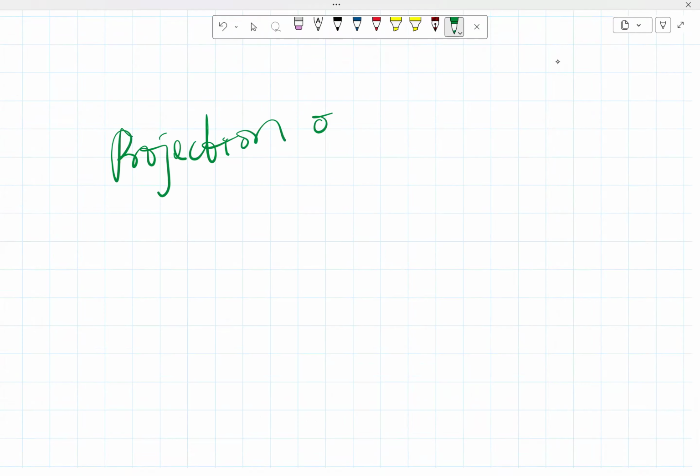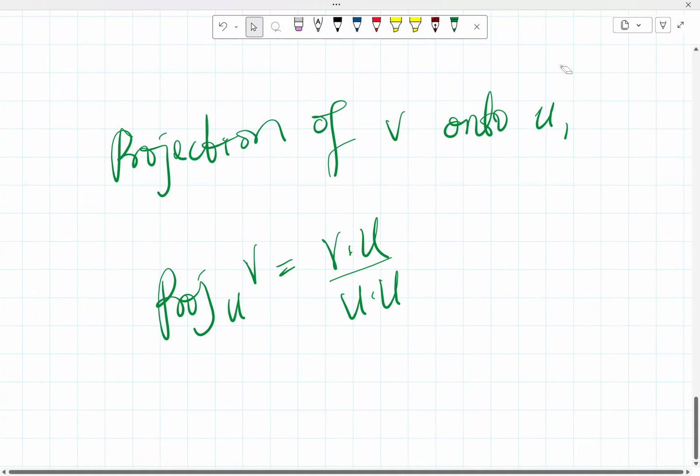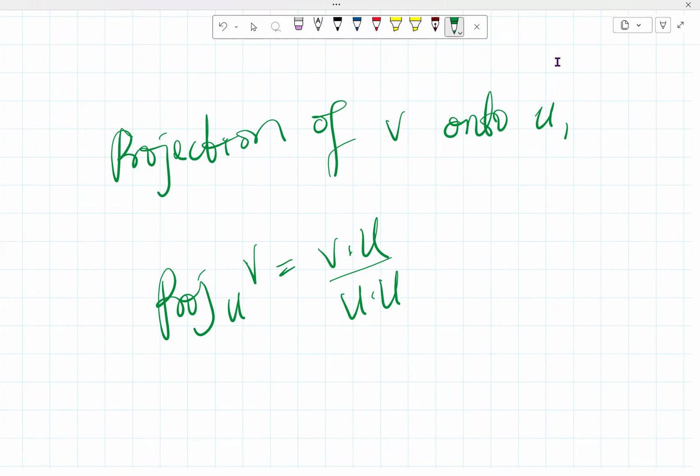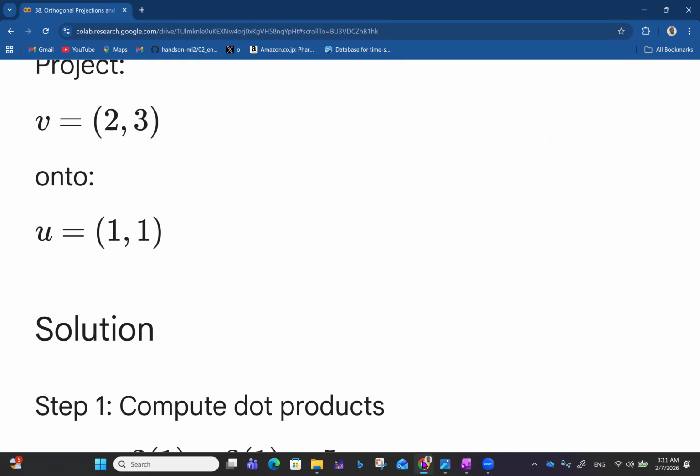So the projection of v onto u would always be v dot u all over u dot u, multiplied by u itself. So that's the projection of v onto u. That's the component of v that goes in the direction of u.